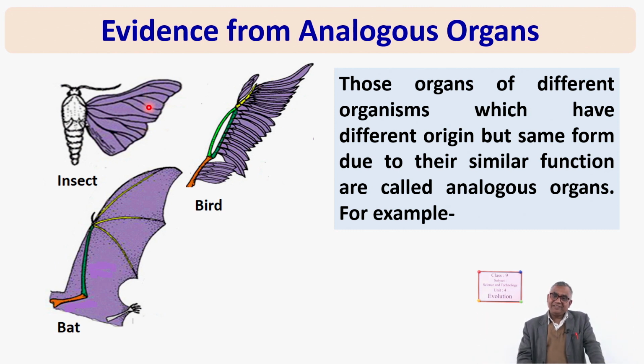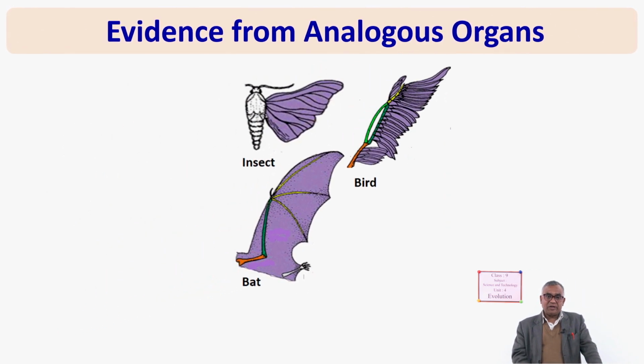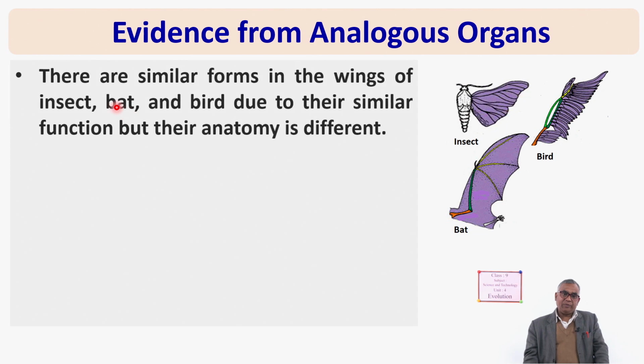Yes, but internally, there is similarity in these two. The same types of bones are found in them, but in that one there is no bone, isn't it? So that is different. So it says that these two are of one ancestral block, but that one is from a different ancestral block. So analogous organs also give evidence of evolution. Some points related to this are given here. You can note down. There are similar forms in the wings of insects, bat and bird due to their similar function, but their anatomy is different.